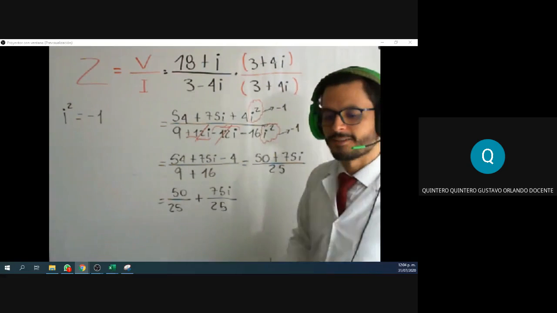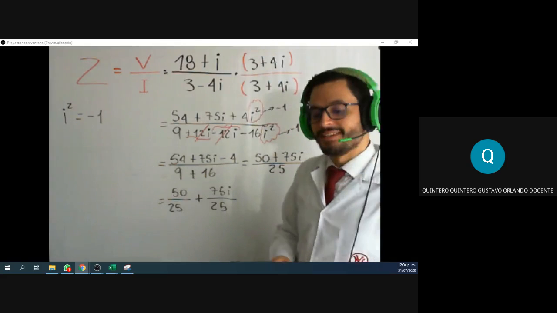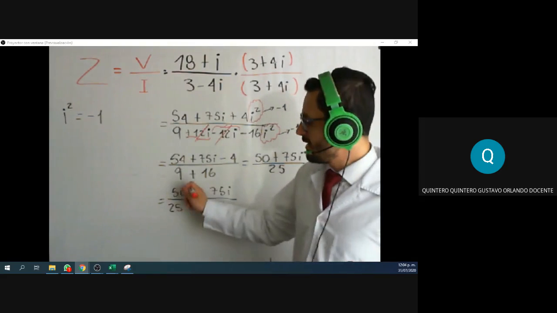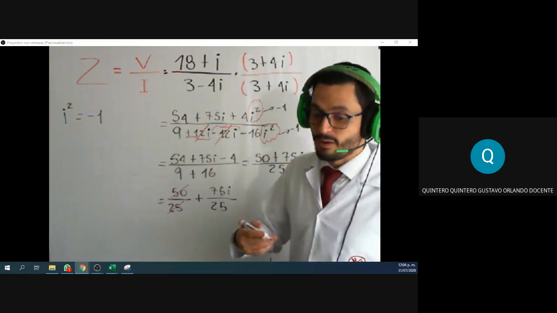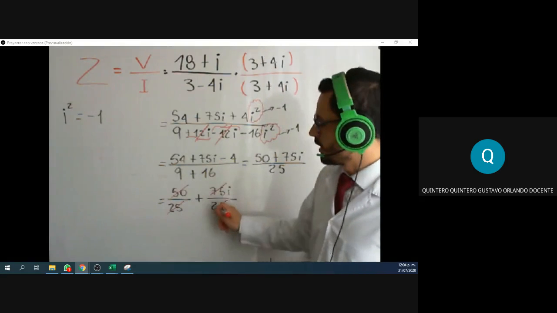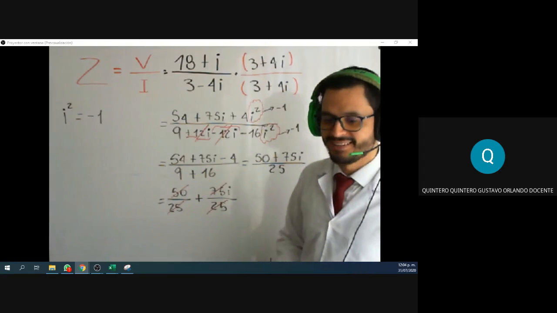We split the fraction. But this can be simplified, right? We can simplify 50 with 25, and we can simplify 75 with 25, right?